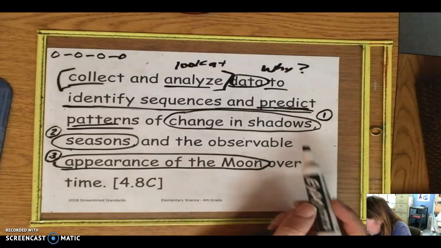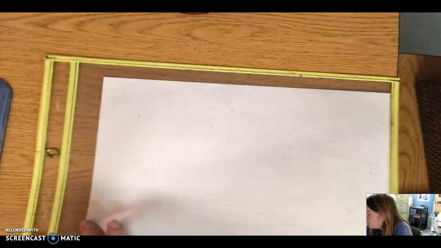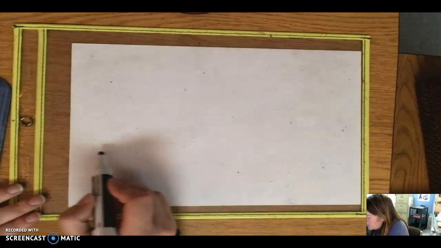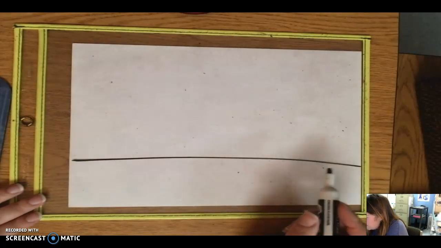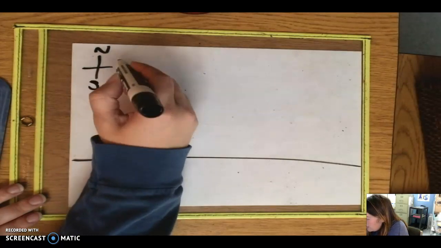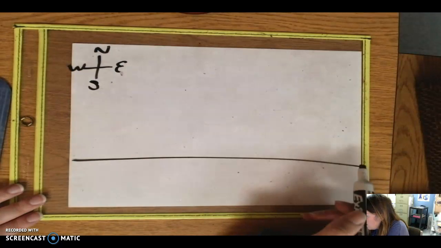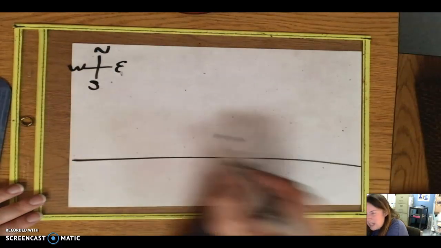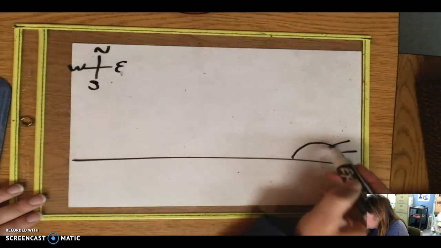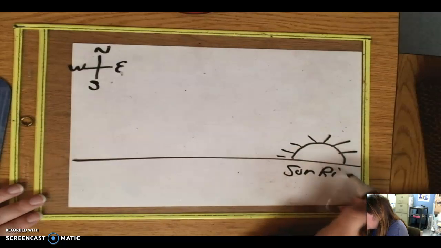So we are going to start with changes in shadows. And real quick, before you watch the videos on the next page, I just want to talk about it. So for example, we have the horizon, right? And let's say we have north, south, east, and west. This is our compass. When the sun comes up in the morning, does anyone know where it comes up? It comes up here in the east. So the sun rises in the east.